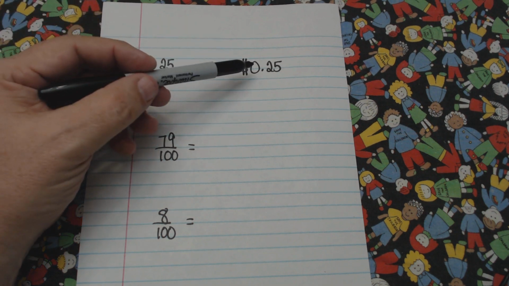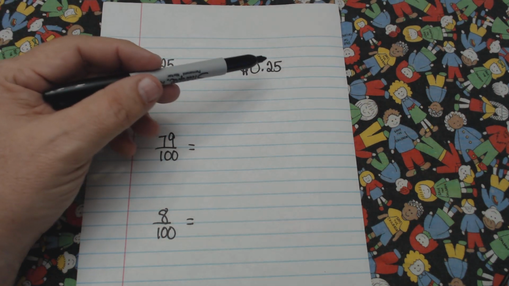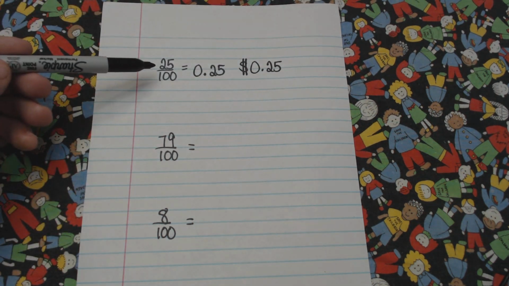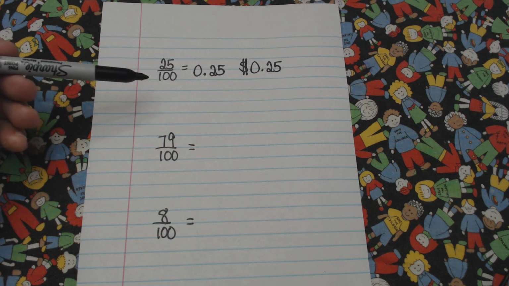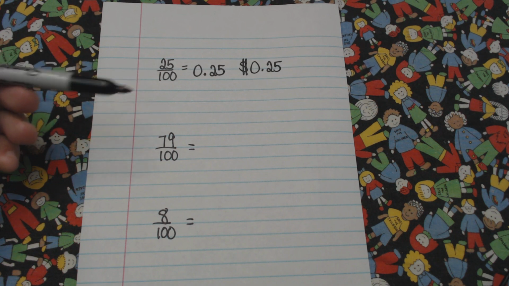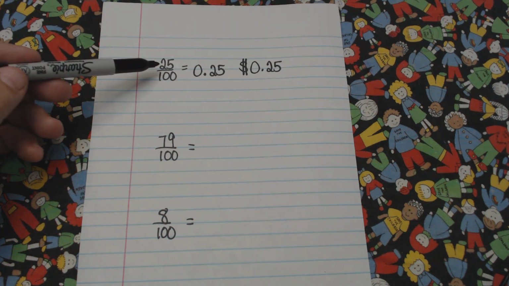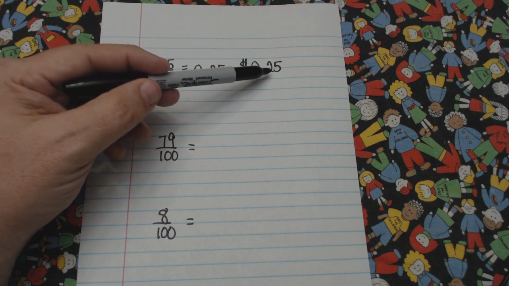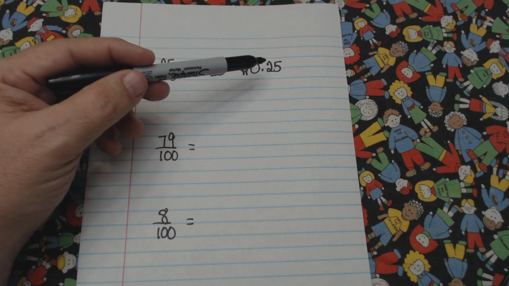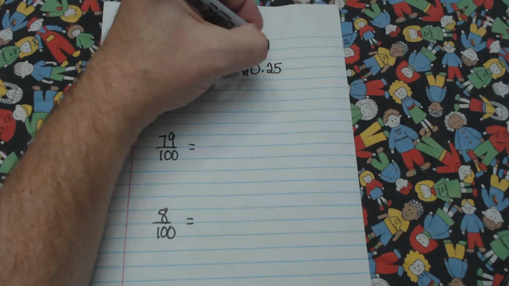So we read this as $0.25. And if you think about it, 25 hundredths of a dollar is 25 cents. Usually we think of quarters as being equal to 25 hundredths of a dollar, or 25 cents is how we usually refer to 25 cents like that.